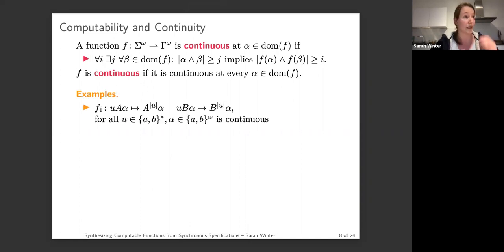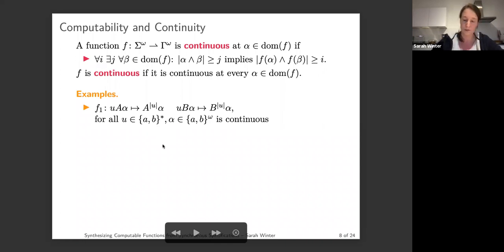Let's take a look at two examples. This is the function I have given you as a possible implementation for the specification I've shown you earlier. This is continuous. If you take two input values that have longer and longer common prefixes, then their outputs also have longer and longer common prefixes. So this function is both continuous and computable.